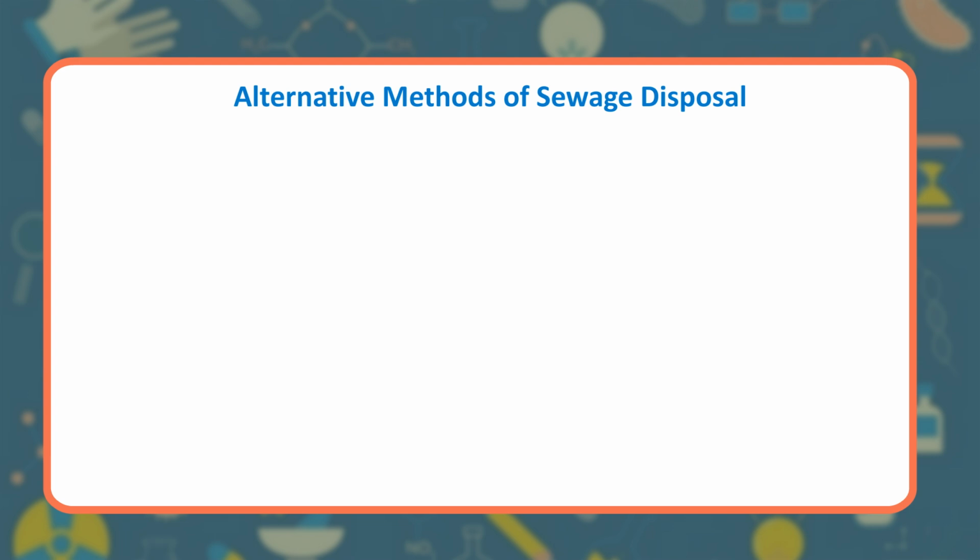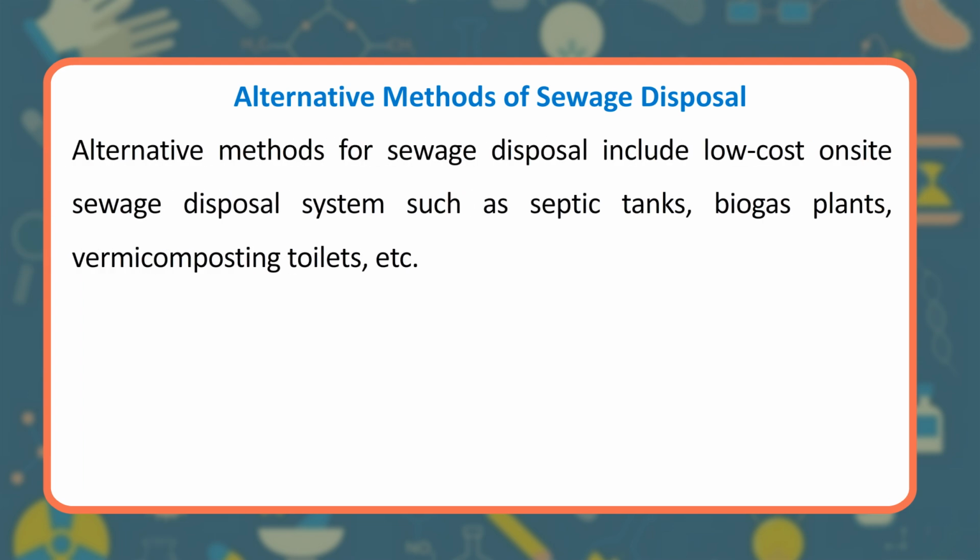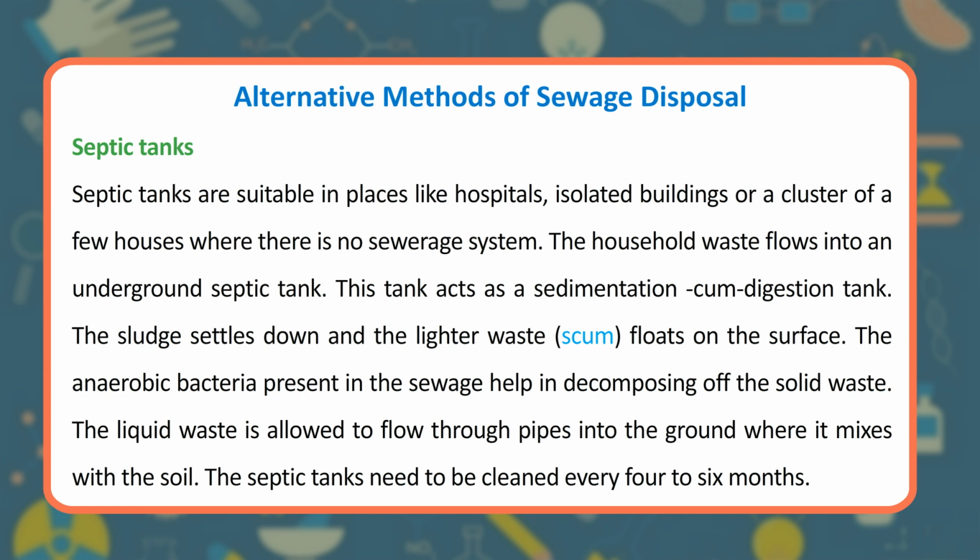Alternative methods of sewage disposal. Alternative methods for sewage disposal include low-cost on-site sewage disposal systems such as septic tanks, biogas plants, vermicomposting toilets, etc. Septic tanks. Septic tanks are suitable in places like hospitals, isolated buildings, or a cluster of a few houses where there is no sewerage system.